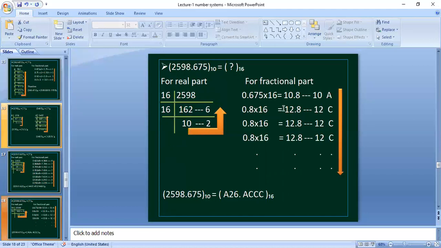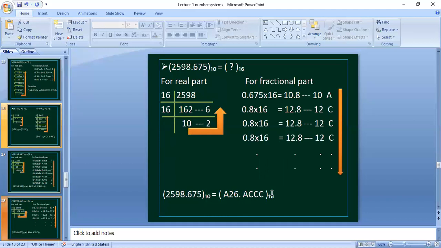And for the fractional part, we need to follow the successive multiplication with 16. So 0.675 into 16. What is the result? 10.8. So write the integer part at the right side. So 10. For decimal 10, what is the hexadecimal representation? A. And similarly for decimal 12, what is the hexadecimal representation? C. So 12.8 again, the same answer will be repeated, so we can stop the multiplication here. So what is the final result? A26.ACCC base 16. This is the equivalent hexadecimal representation for the given decimal number.